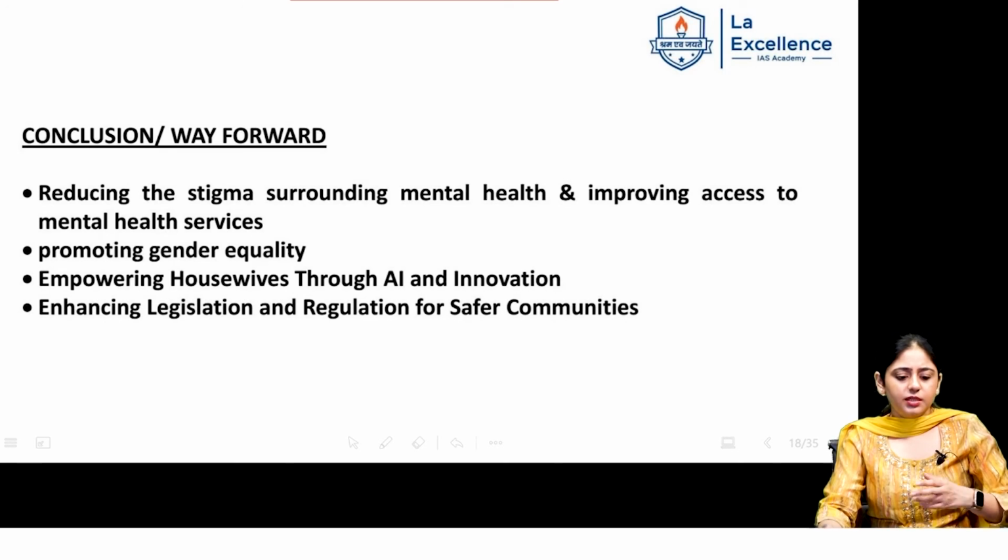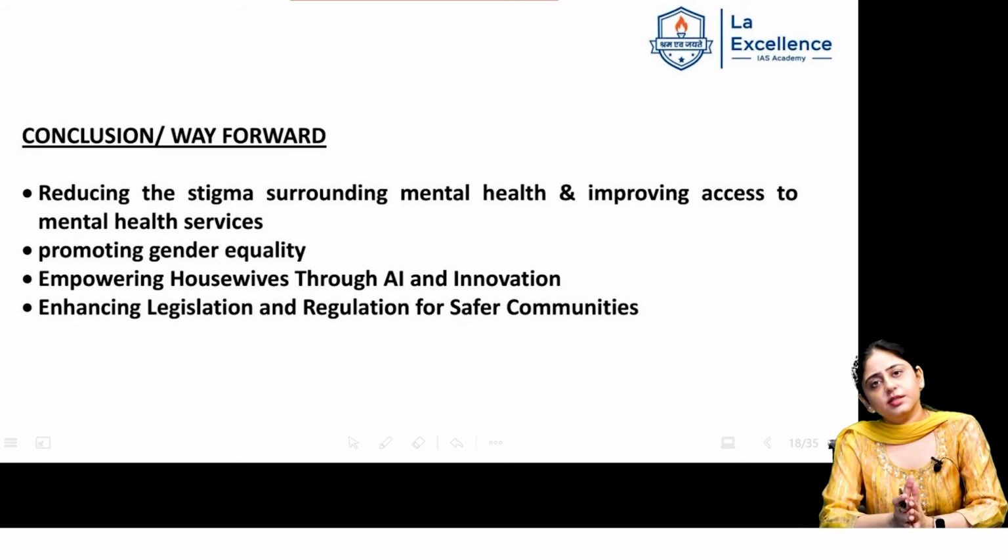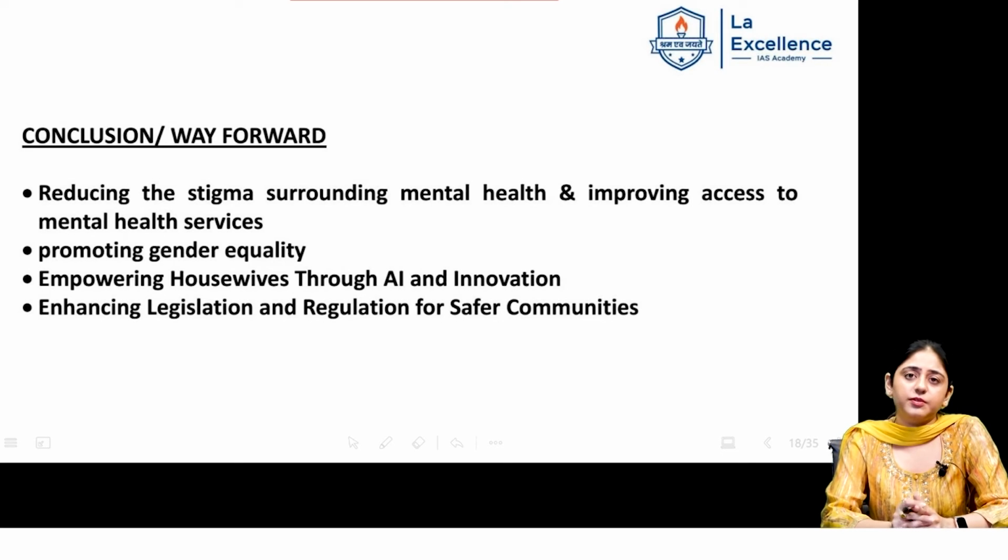Okay, so now the conclusion: you tell certain solutions, what to do. First of all, affordable and accessible mental health services have to be provided, and taboos around it have to go down. Then gender equality at home and at workplaces has to be there. Strict and fast-track solving of problems surrounding any kind of harassment or abuse happening with women, right?